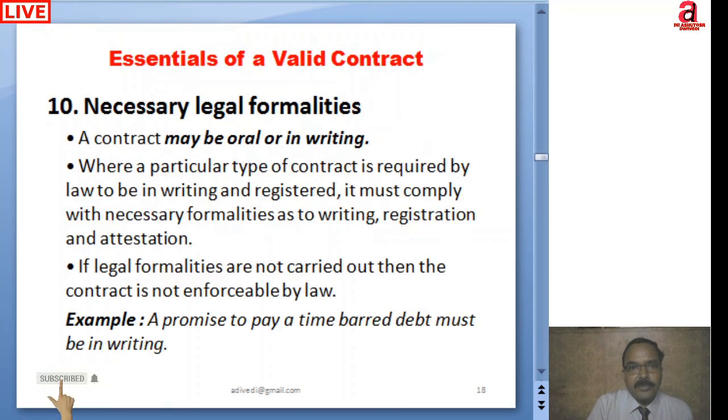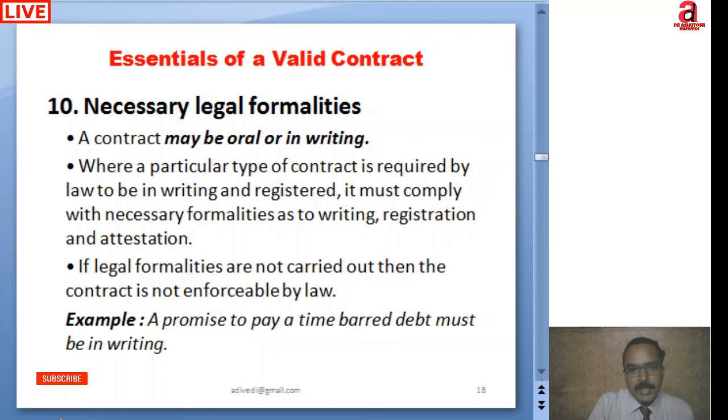The 10th and last point of the essentials of a valid contract is necessary legal formalities. First point, a contract may be oral or in writing, but in most cases, written agreements are the most necessary part of a valid contract. Otherwise, you cannot prove or claim that the agreement has been made. Next point, where a particular type of contract is required by law to be in writing and registered, it must comply with necessary formalities as to writing, registration and attestation. If legal formalities are not carried out, then the contract is not enforceable by law.